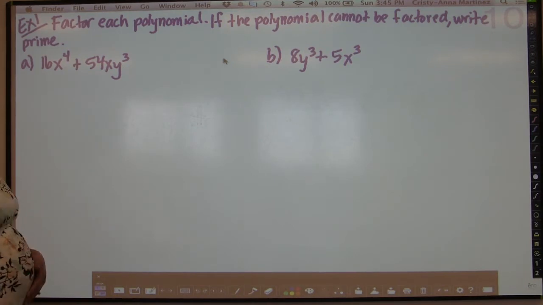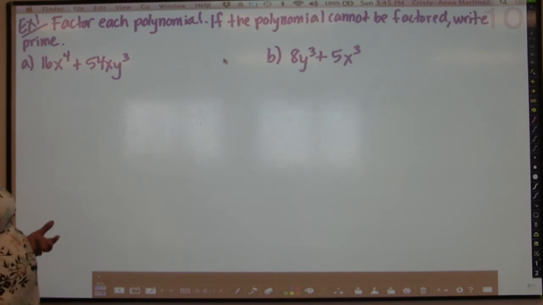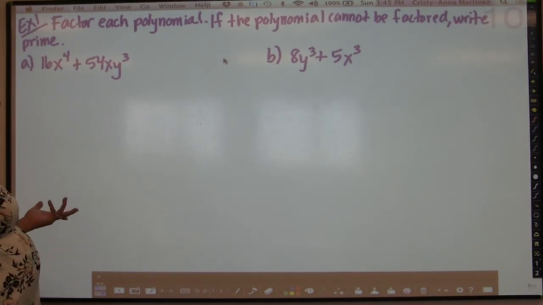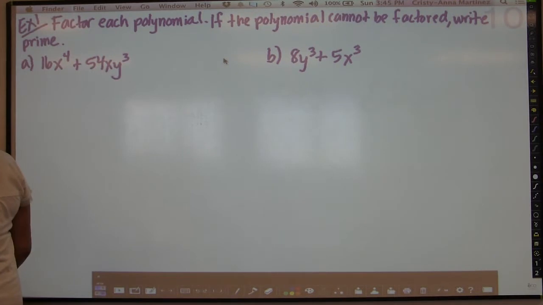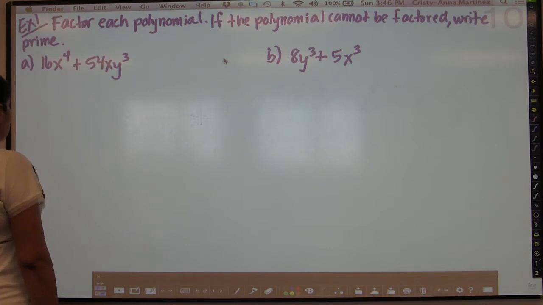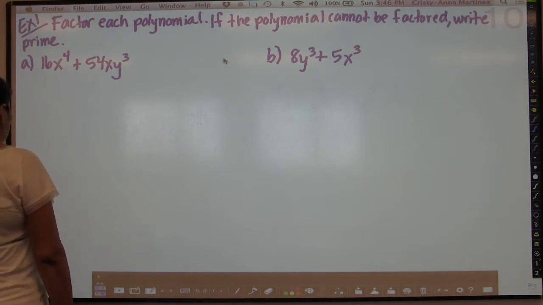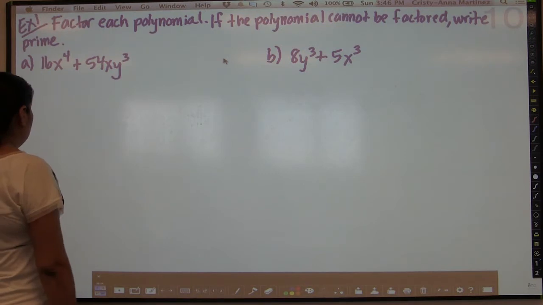And as you know, there are numbers that cannot be factored, like the number 5. We call those numbers prime because it means that they can't be factored. Likewise with polynomials, if the polynomial cannot be factored, then you write that it's prime. So in the first case, one of the things that you want to do is factor out anything they have in common first.